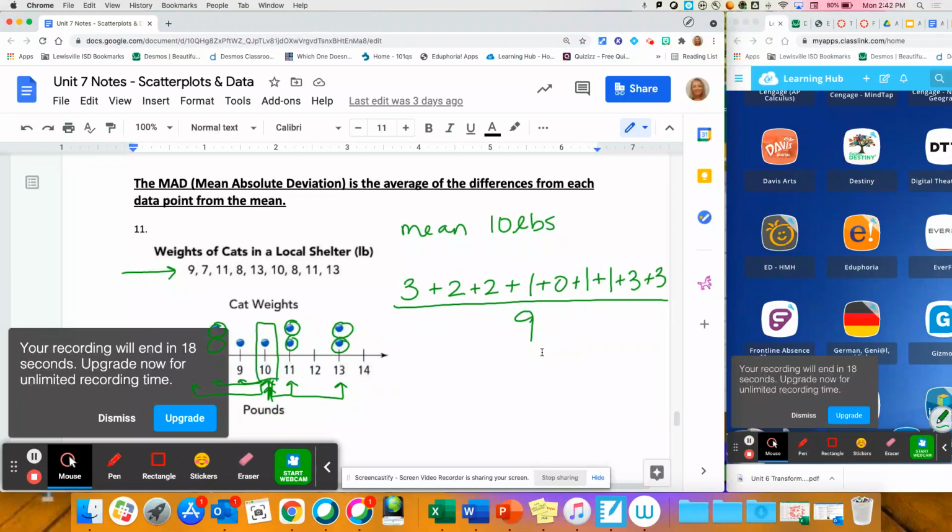Pause the video and find the answer to this problem. You should have approximately 1.8 as the MAD.